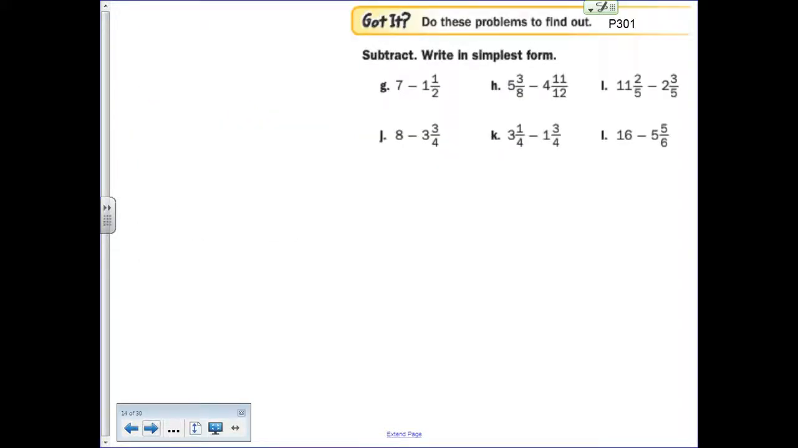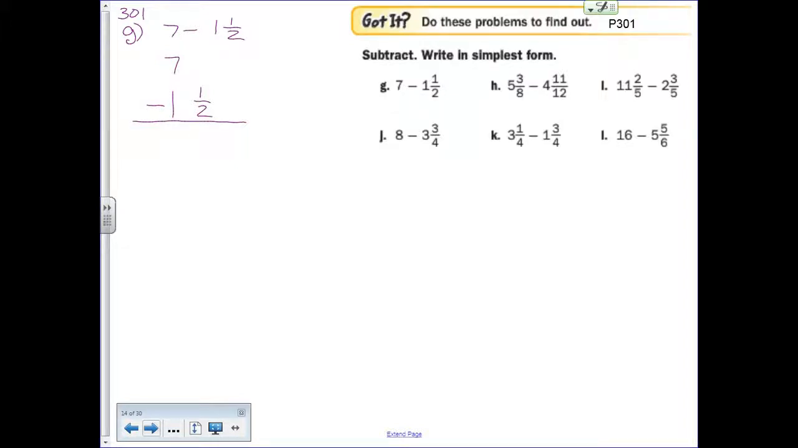So let's take a look at a couple more problems from the lettered problems before I turn you loose to do some on your own. Letter G on page 301 says 7 minus 1 1/2. When I write this problem vertically, I want to line up the whole number parts, so the 7 and the 1. Then the 1/2 would be here by itself on the right. I need to have a fraction to subtract that from. It would be like taking 0 and subtracting 1/2. Can't do that.